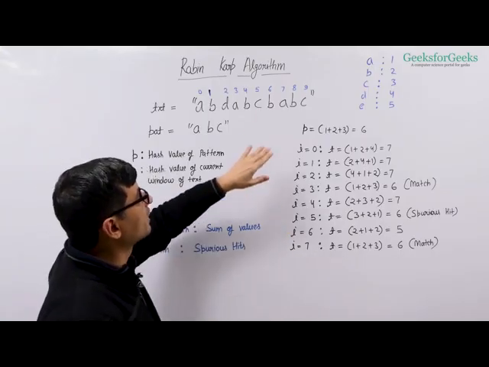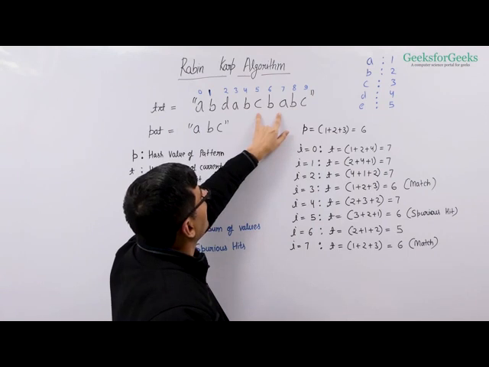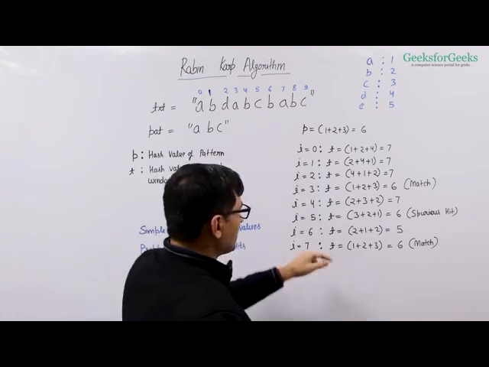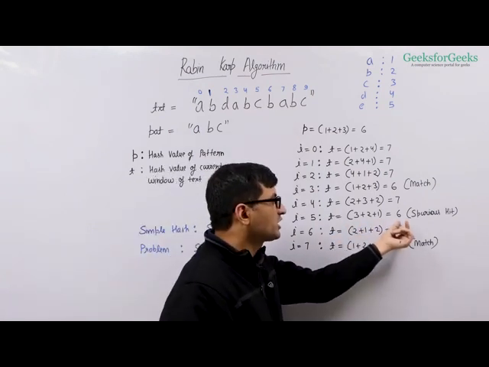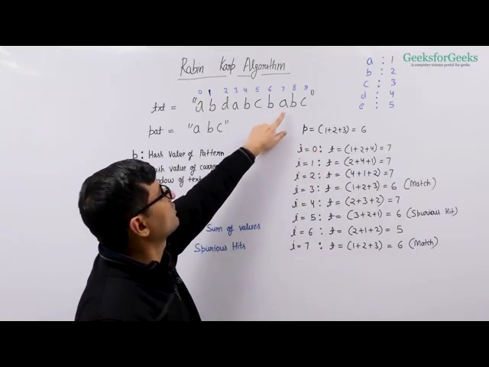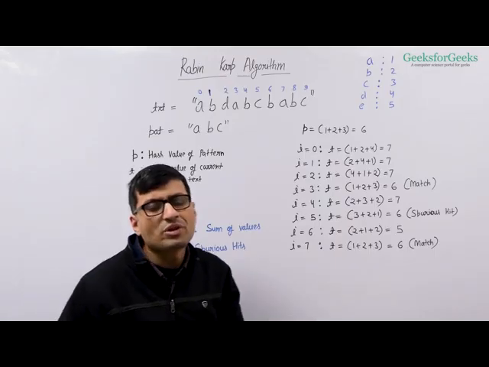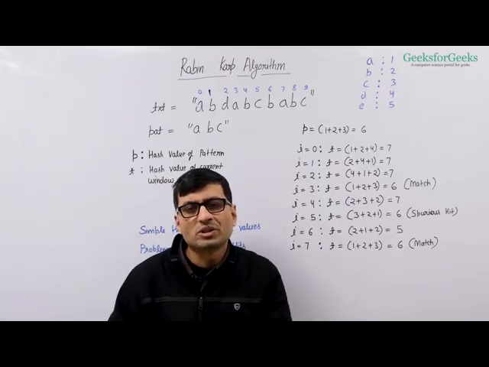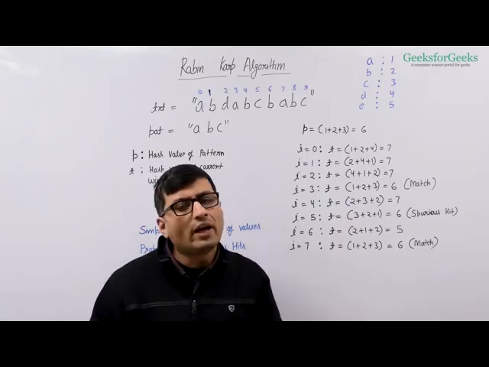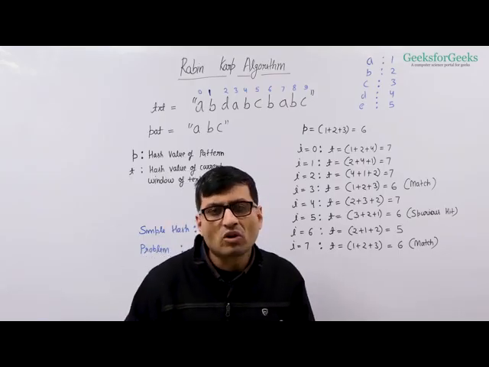And this is interesting. What is the hash value now? Hash value for I equal to 5 is 3 plus 2 plus 1, 6. Right? 3 plus 2 plus 1, 6. And the hash value of our pattern is also 6. So what are we going to do now? We are going to match individual characters one by one. And these individual characters are not going to match.